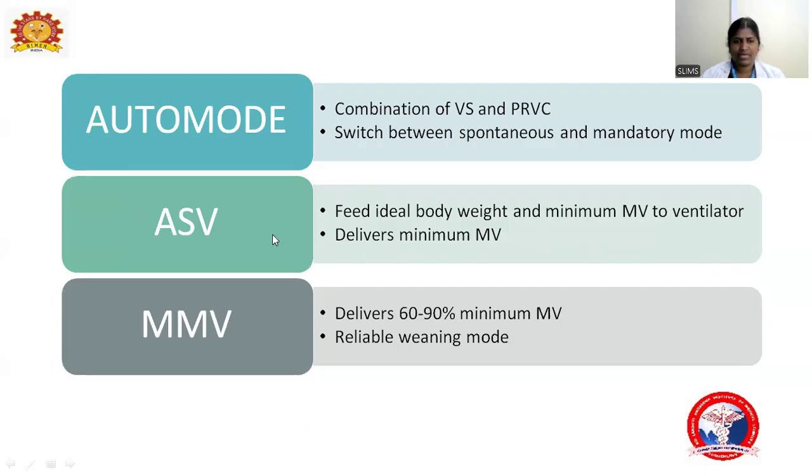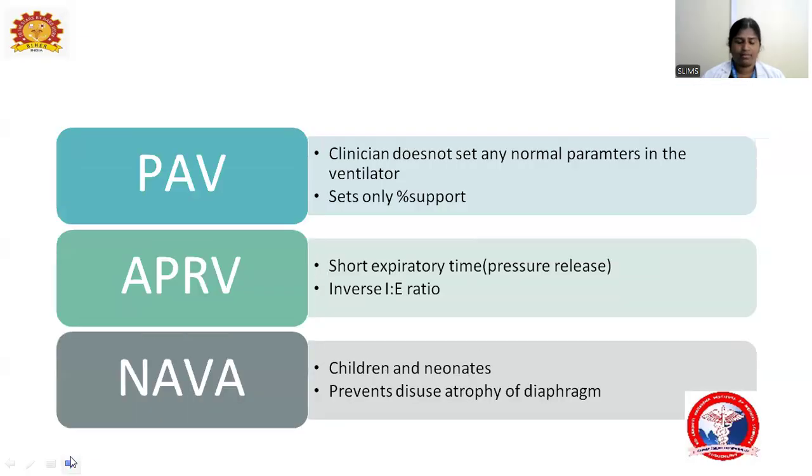And ASV, adaptive support ventilation, is where you have to feed the ideal body weight and the minimal minute ventilation to the ventilator, and it will deliver the minimal minute ventilation. And mandatory minute ventilation is a reliable weaning mode, and it delivers 60 to 90% of the minimum minute ventilation.